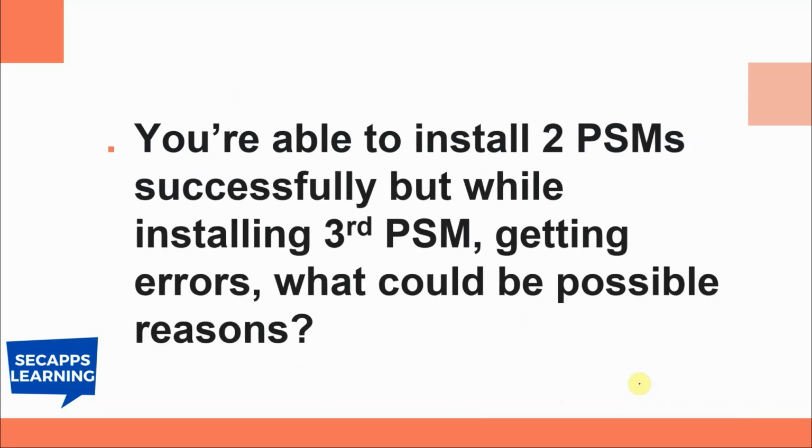You are able to install two PSMs successfully, but while installing the third PSM, you get an error. Guys, simple reason: you don't have a license to install the third PSM. If you have a similar configuration on the third PSM, just like the two, with the same space, same connectivity, everything the same, then what possible reason is left? License. You don't have a license to install the third PSM.